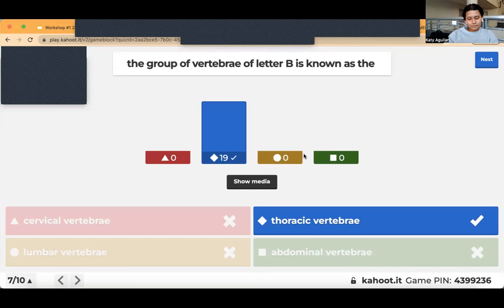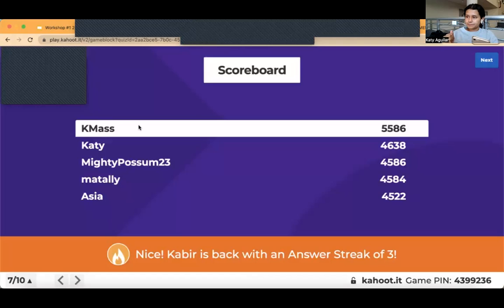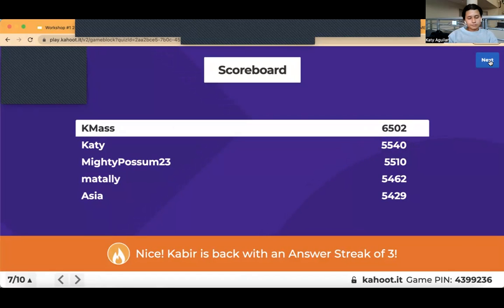Perfect. So proud of y'all. Yeah, abdominal vertebrae is not a thing. Our spine is not near our abdomen. It's on the posterior side where our abdomen's on the anterior side. So good work. I'm glad y'all got that. Nice.